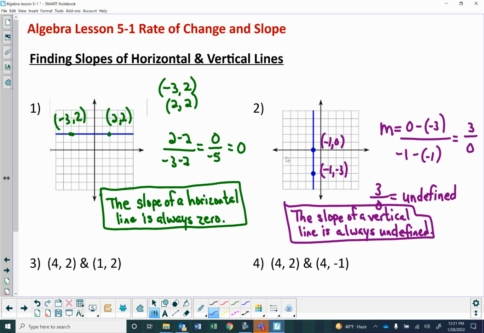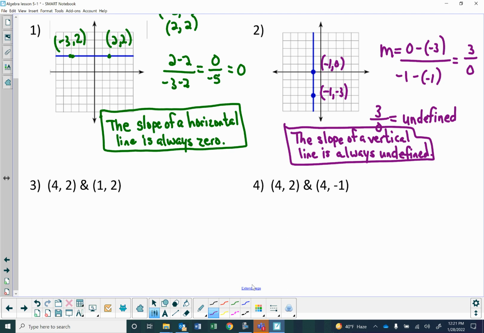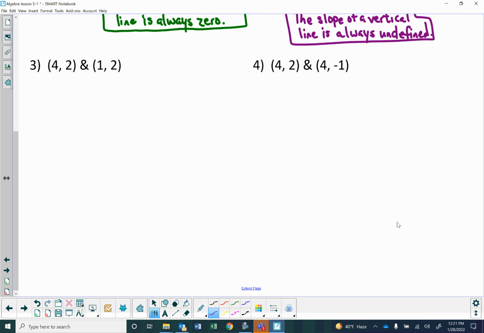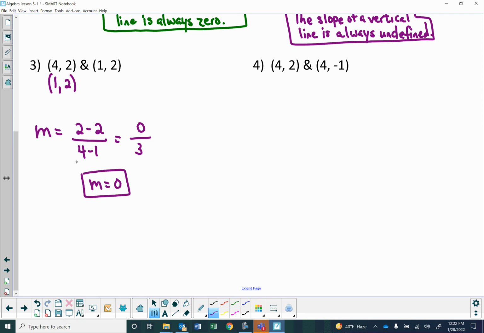So let's take a look at finding the slope between these 2 points right here. If I have 4, 2, and 1, 2, again, I'm going to write them right underneath each other so that I can line up my x values and line up my y values. My change in y would be 2 minus 2 over my change in x, which is 4 minus 1. Well, 2 minus 2 is 0, 4 minus 1 is 3, so the slope of this line is 0. So it must be a horizontal line.